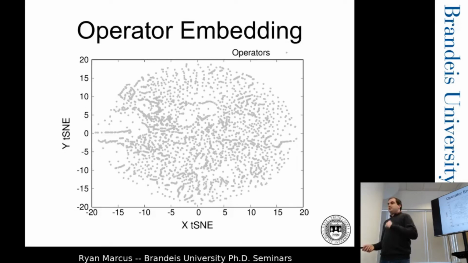So here they are. Woohoo. So note that the x and y axis here is completely meaningless. These are just the numbers that t-SNE came up with. And all of these little dots are query operators. So this plot on its own obviously is not very useful.